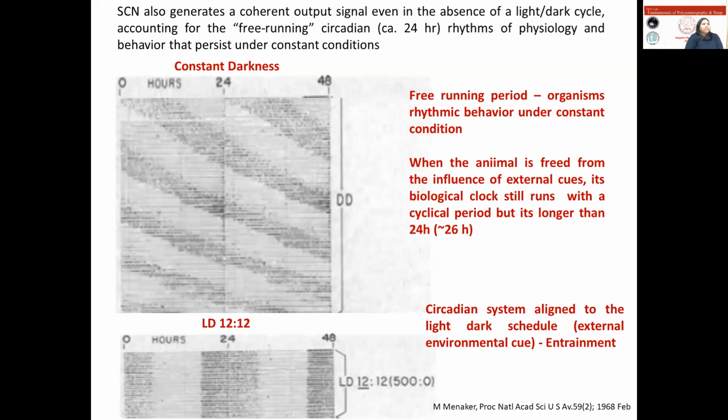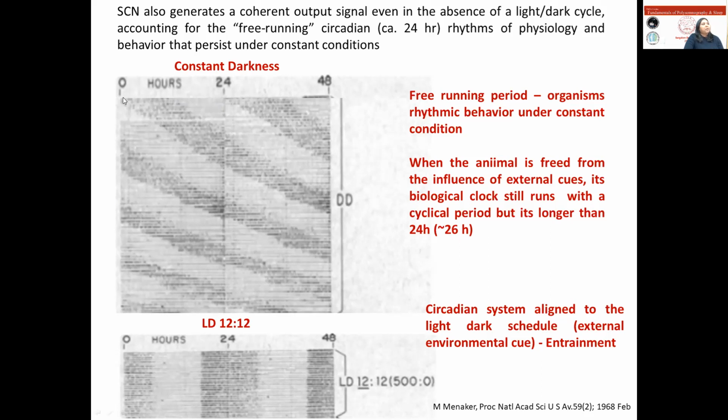So SCN, which generates this rhythm, is an endogenous rhythm system, which in the absence of a light-dark cycle also produces sleep-wake cycles. This figure here represents sleep. The dark region represents the activity of the animal, and the blank region represents the sleep schedule.